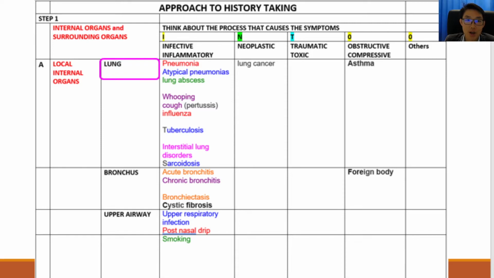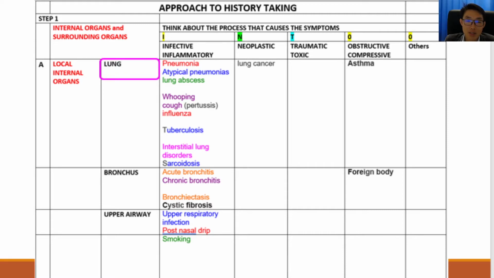I have classified the causes of cough into different pathological processes. The mnemonic I use is INTO: I for infective or inflammatory, N for neoplastic, T for traumatic or toxic, O for obstructive or compressive, and O for others.